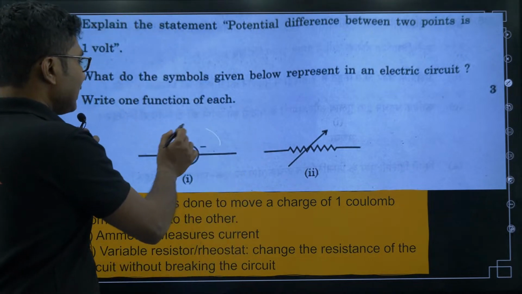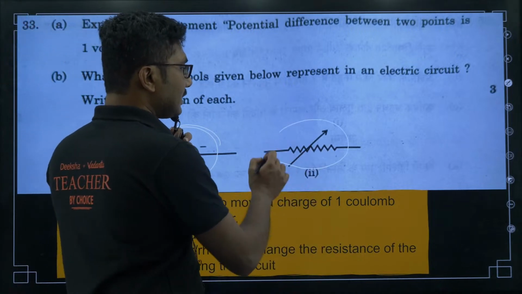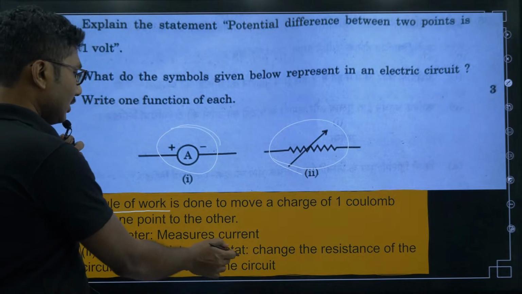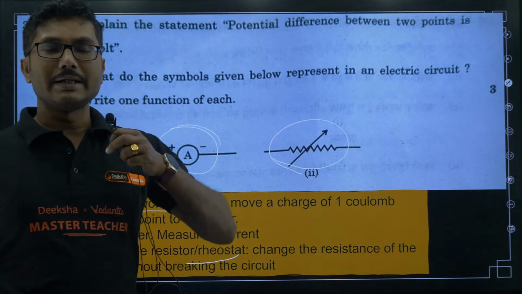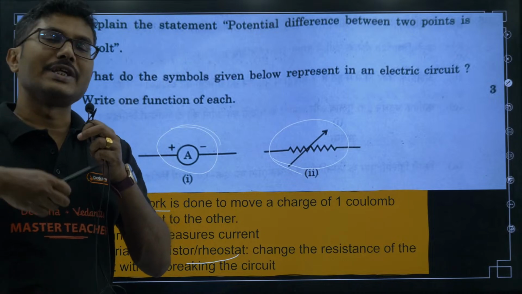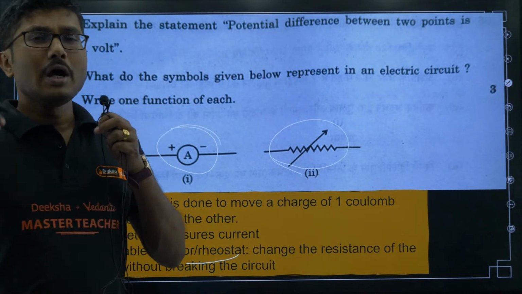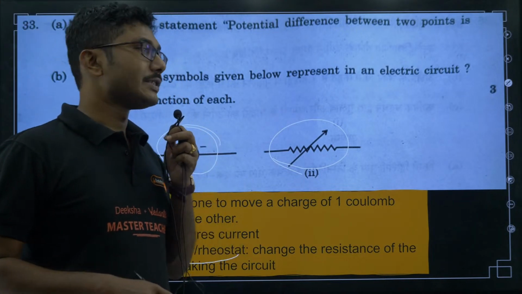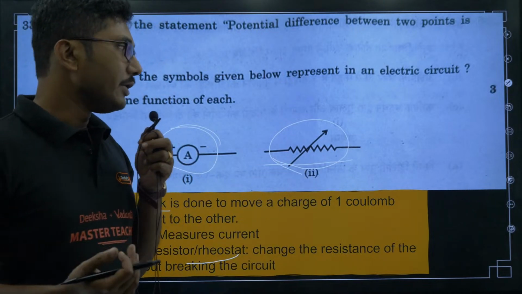What is this device? This is an ammeter and it is used to measure current. What is this device? This is a variable resistor, also called rheostat. You can answer any of them, okay? And what is the use of it? It is basically used to change the resistance of the circuit without breaking it or without changing the resistance multiple times. If you want to change the resistance without always removing the resistance and adding a new resistance, to vary the resistance in a circuit, we generally use a rheostat.